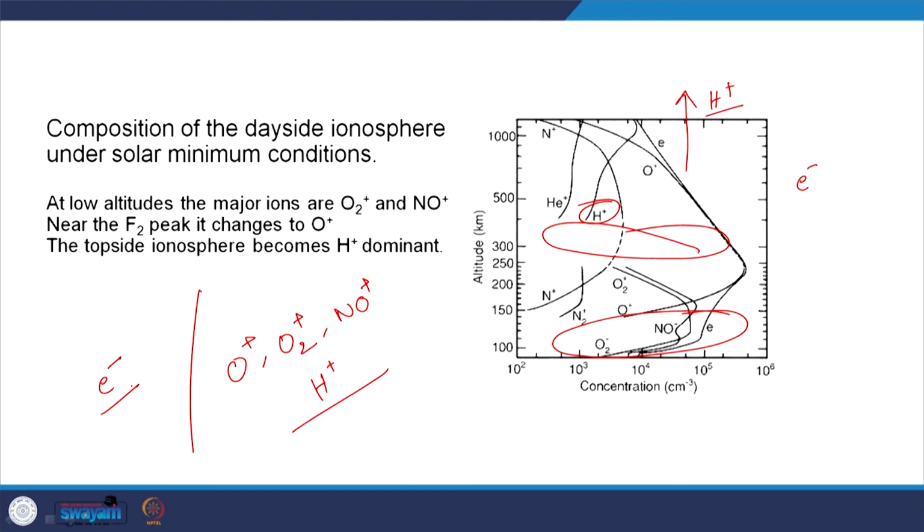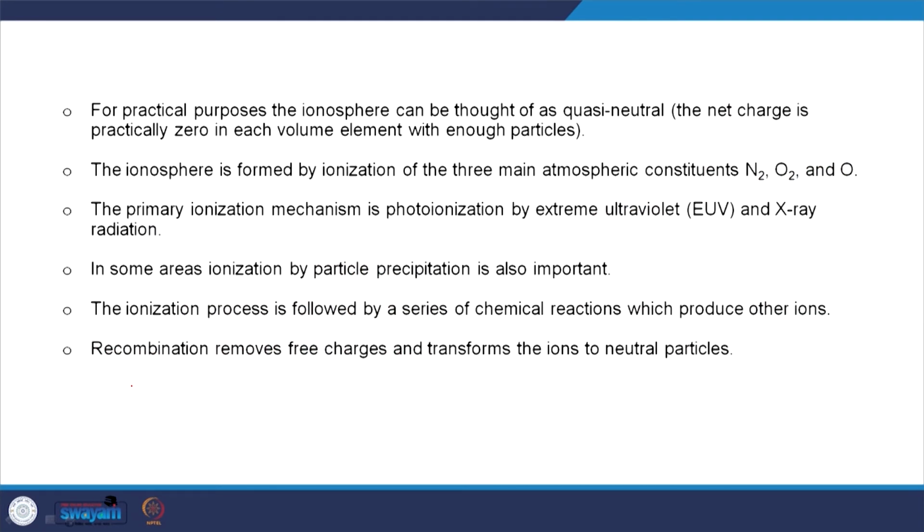Right. So, for practical purposes the ionosphere can be thought of as quasi neutral, which means that the net charge density is practically 0 in each volume element with enough number of particles. If you take the ionosphere as a whole, electron density is equal to the ion density. That means overall charge polarity is neutral.